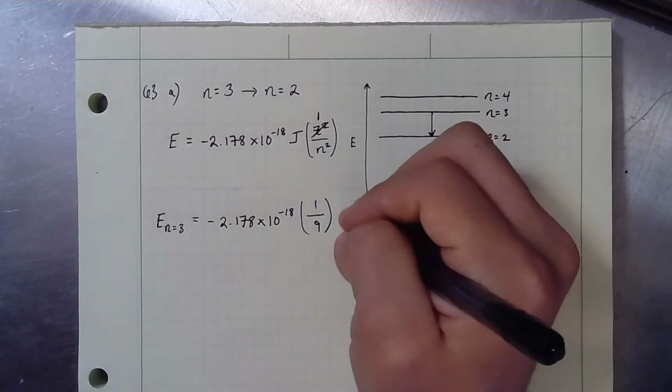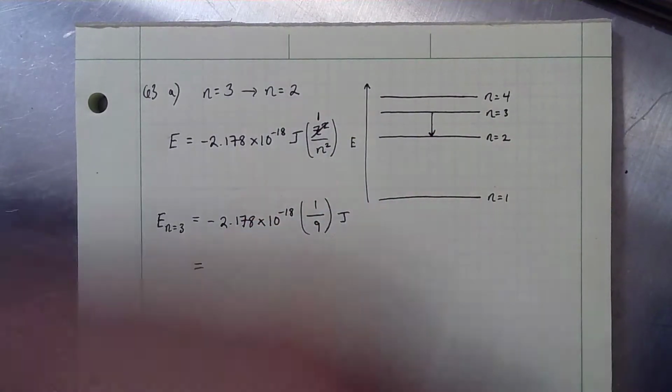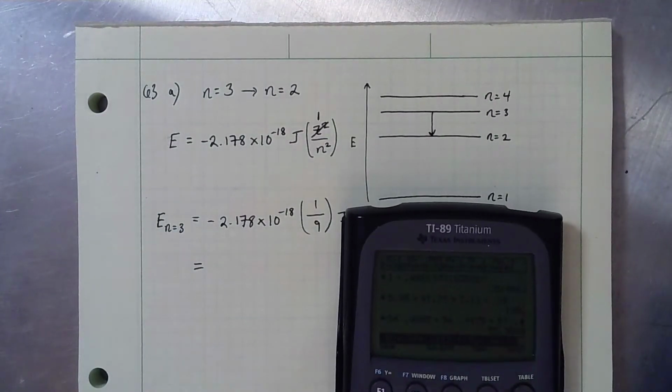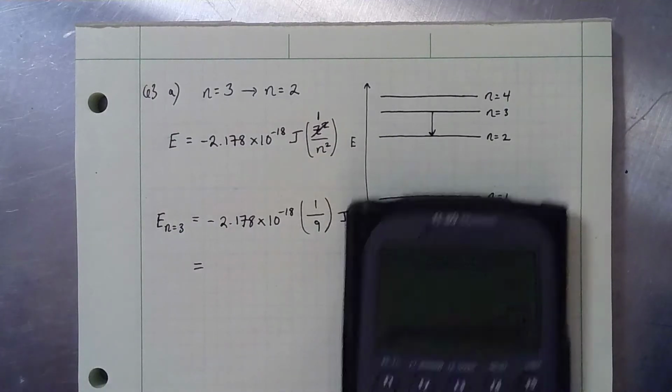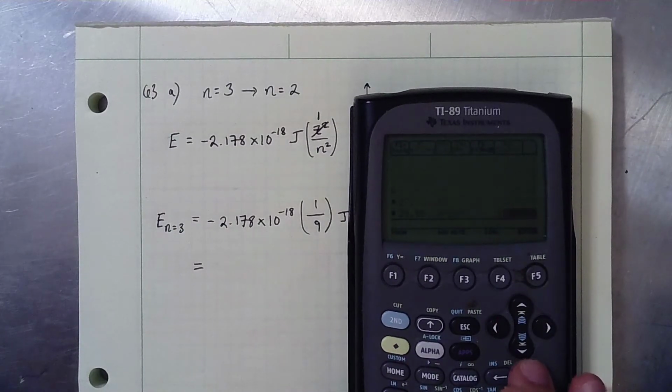Okay, that'll be in joules. Let's go ahead and figure out what that is. Now you're not going to be able to see, well, you may be able to see the screen on my calculator here. It's a bit dark. It's not lit up like my phone, but I'm going to start using my fancy calculator for these types of calculations.